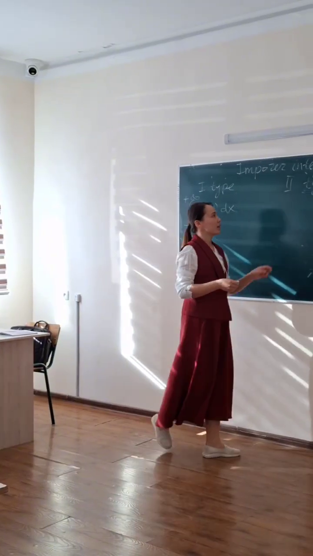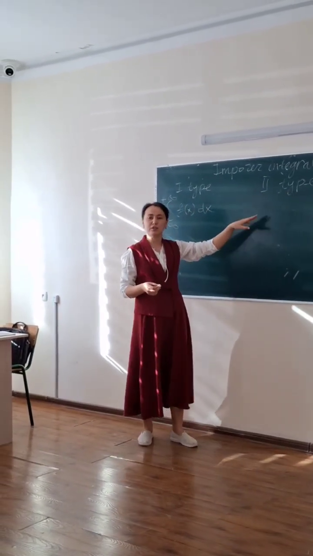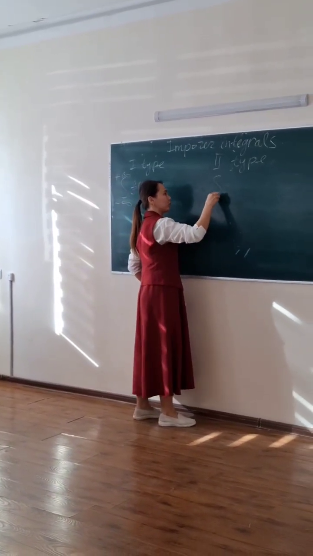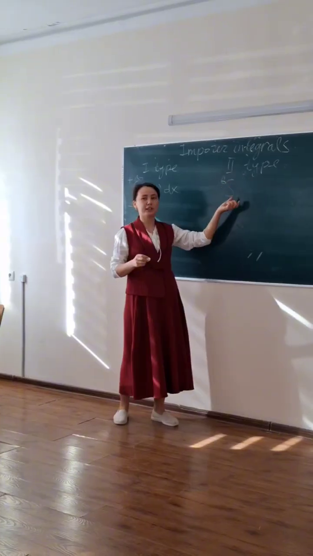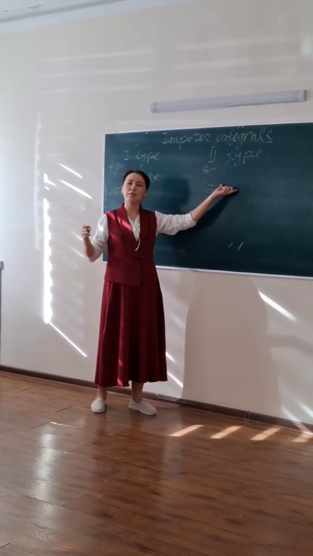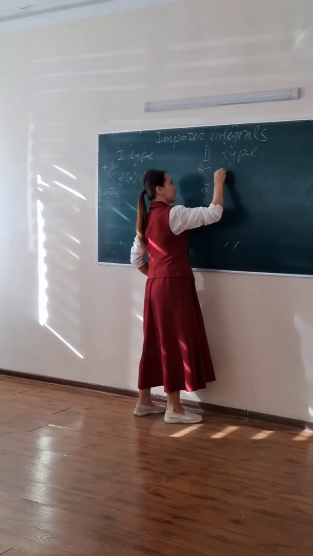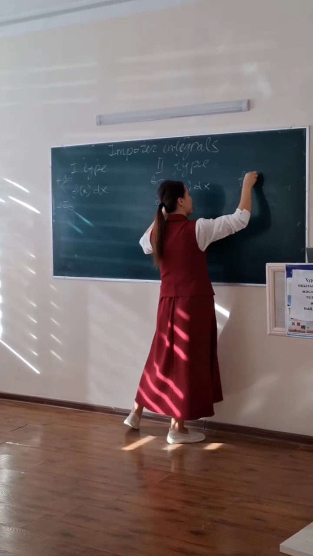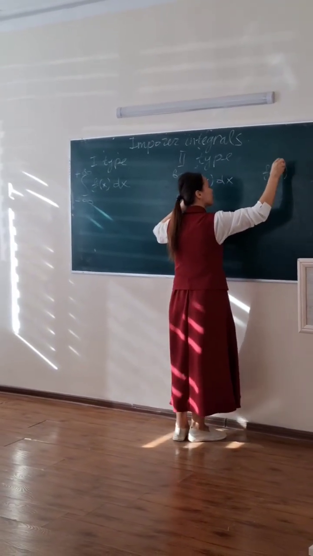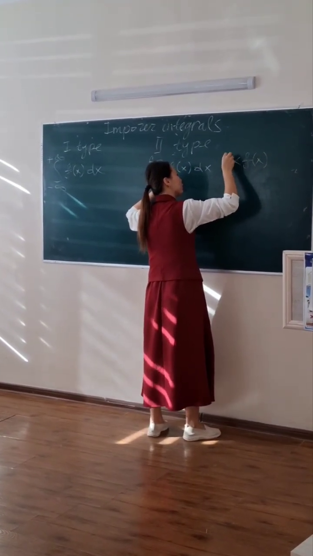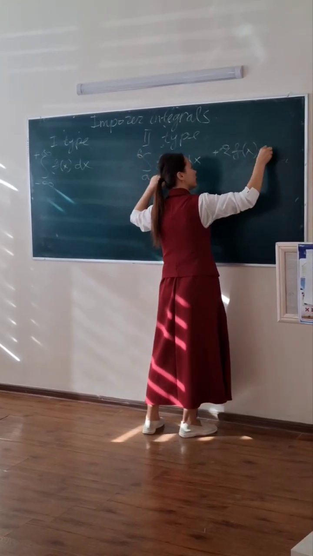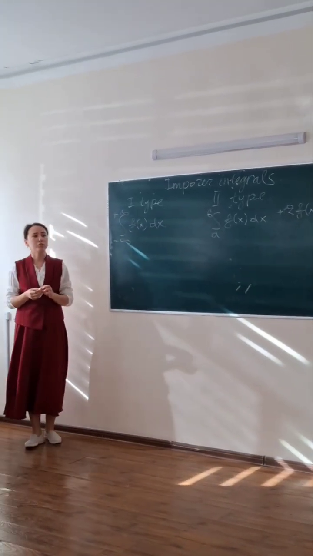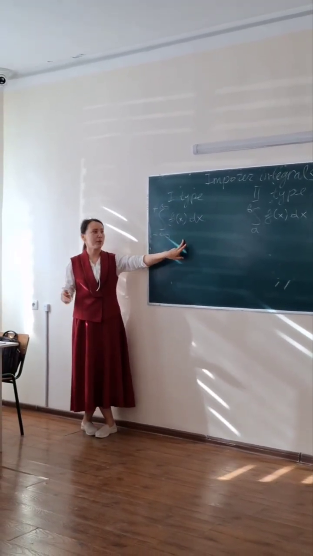And the second type: there are no infinite limits. The limits are bounded, a to b, but under the integral the function f of x dx is unbounded. There f of x is unbounded. Next we learn about its properties.